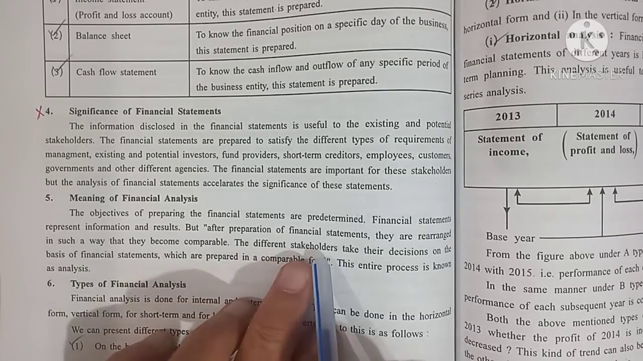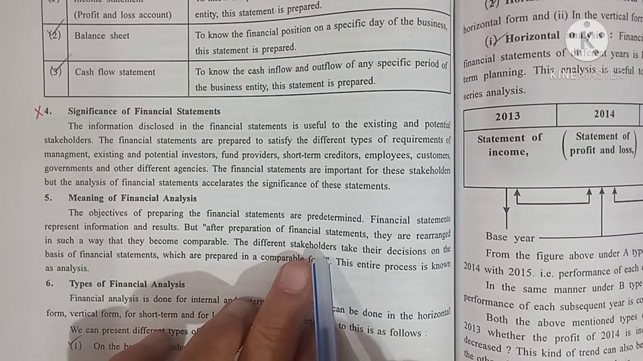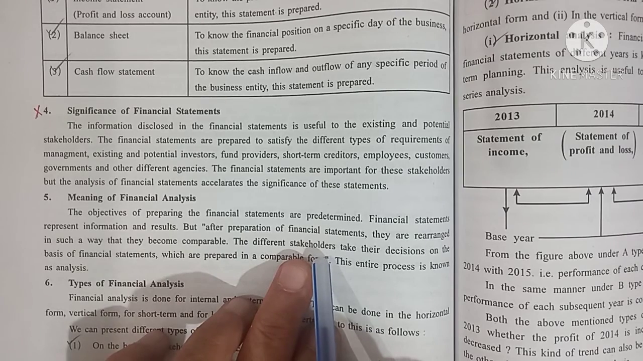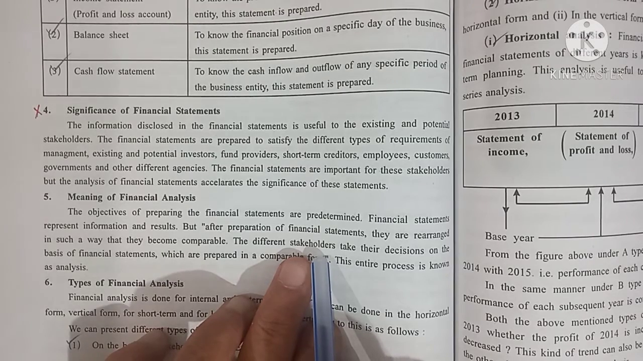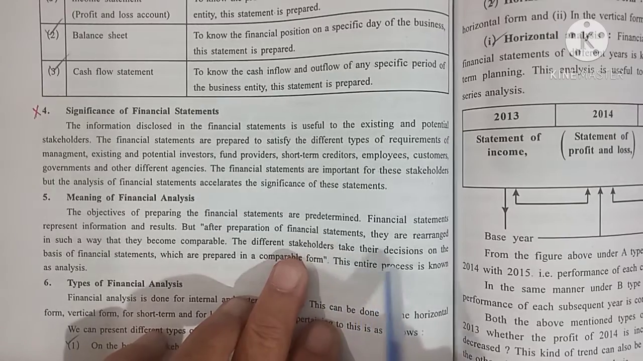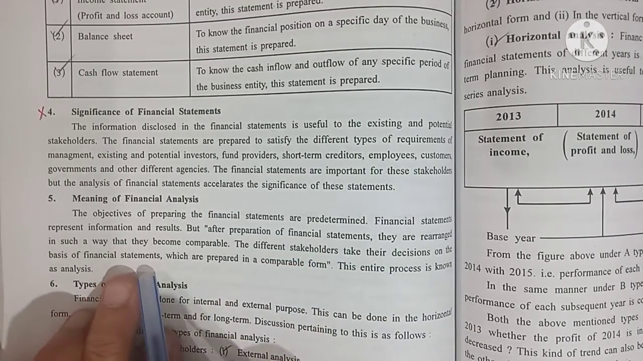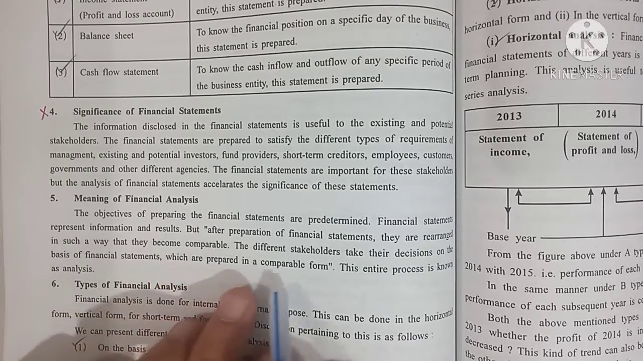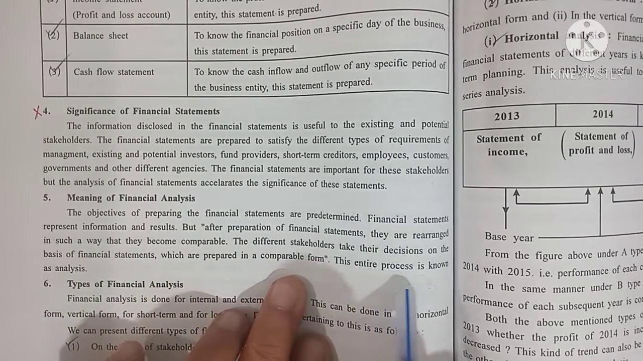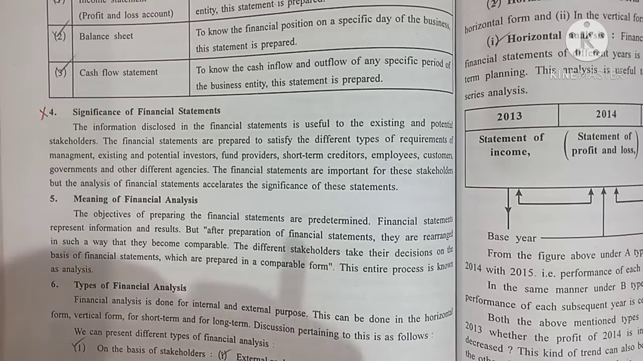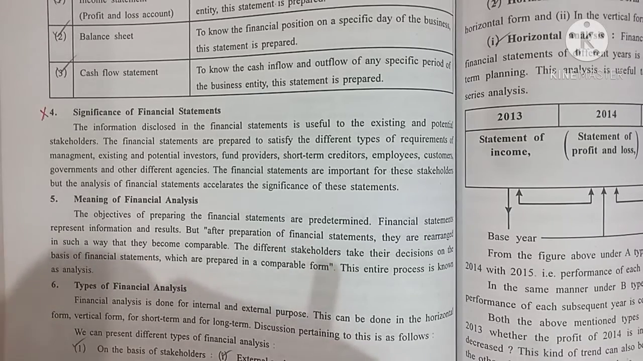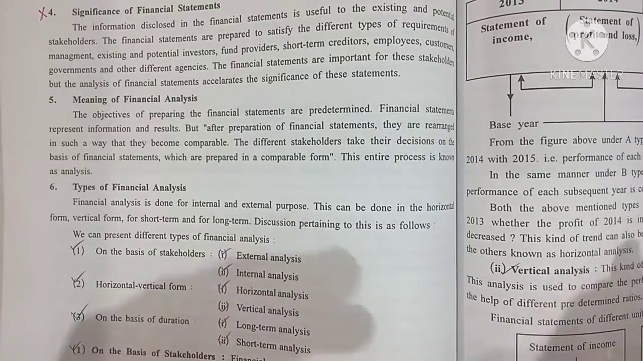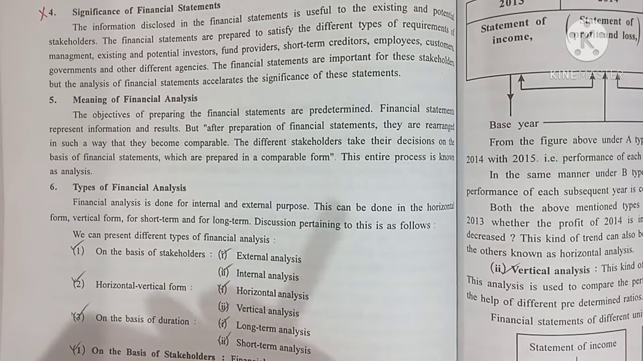Stakeholders are those who are directly or indirectly related to the business. There are two types of stakeholders. From last year's 11th standard you have heard: one is the internal stakeholder and the other is the external stakeholder. They take their decisions on the basis of the business's financial statements, which are prepared in comparable form. The entire process is known as analysis. When we can compare one with another and take decisions on the basis of the comparison, that is called analysis.